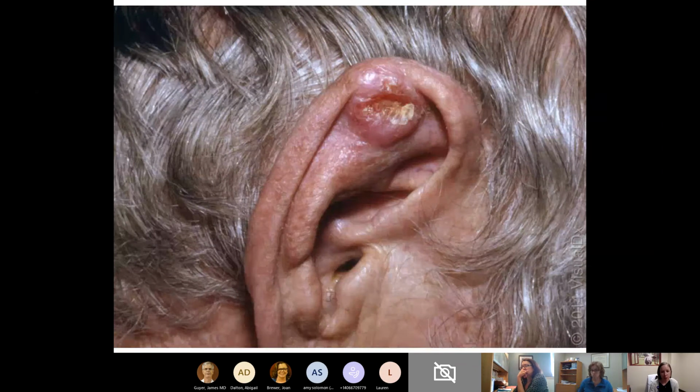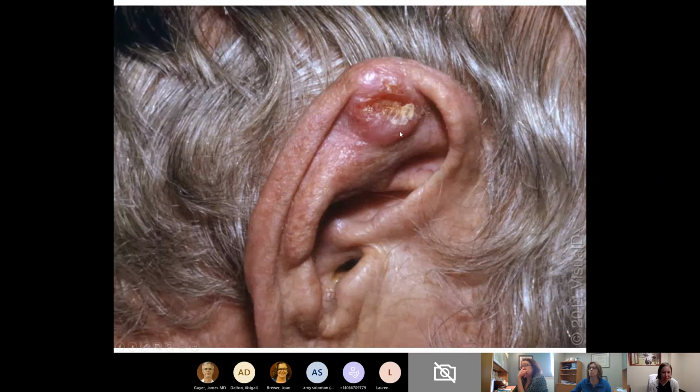Here we also have another older person, and we're looking at the ear, which is another really important body site. You can see here that it's also still pearly, it's shiny, and in the middle has that ulceration. We call it a rat bite or a rodent ulceration, and that's the part that usually hurts and bleeds.